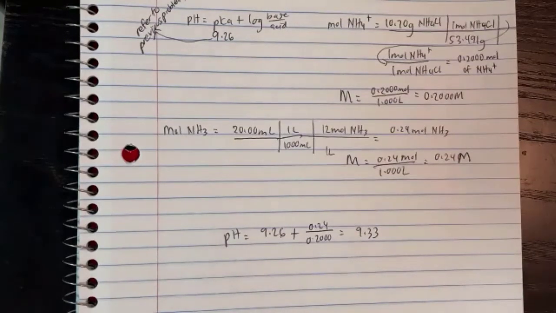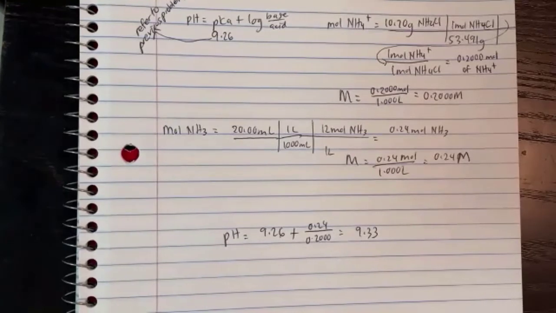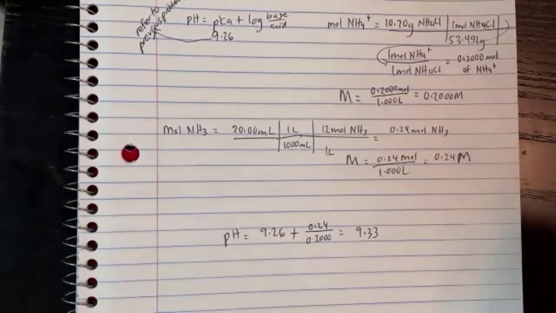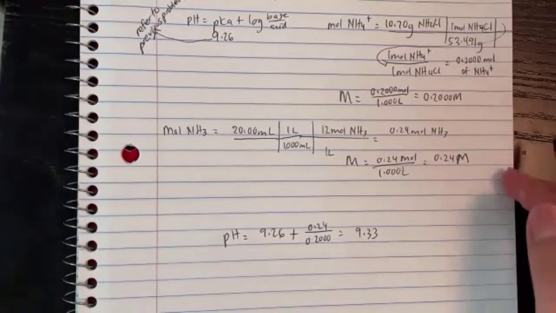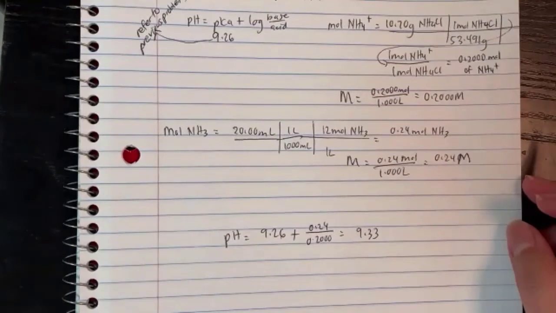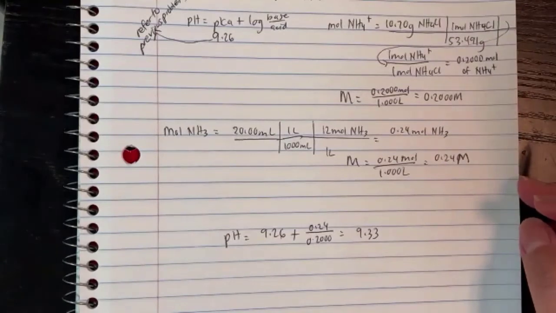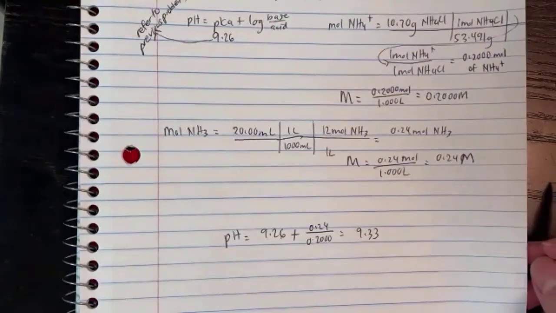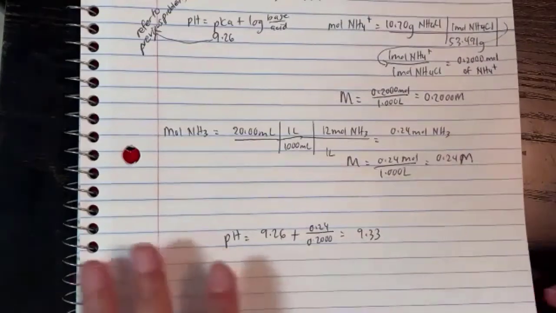Okay, so now we're going to do something a little bit different. Instead of just calculating pH, they're going to give you the pH, and you find the ratio of your base and acid that you need to have. Everyone good here? Okay. I'm going to turn the page. If you're not ready, let me know.